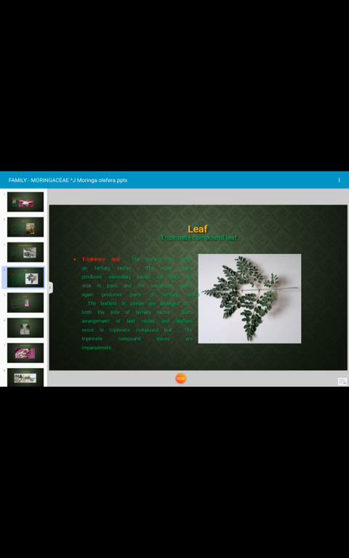What is tripinnate? Tri means three. Three pinnae are present in the compound leaf, tripinnate compound leaf. That means the leaflets are borne on the tertiary rachis. The main rachis produces secondary rachis on both the sides in pairs, and the secondary rachis again produces a pair of tertiary rachis. The leaflets or pinnae are arranged on both the sides of tertiary rachis.